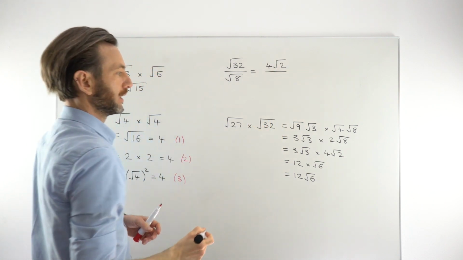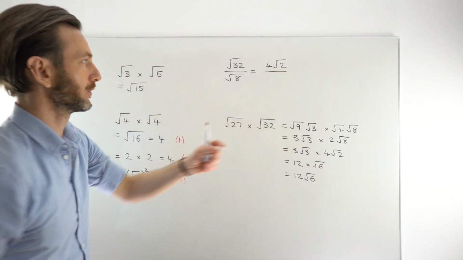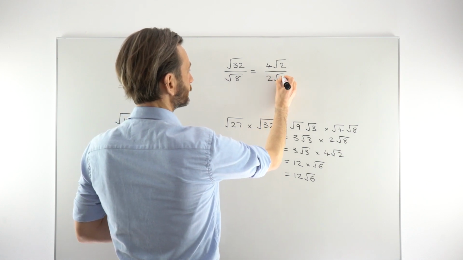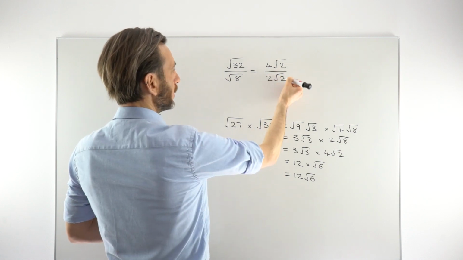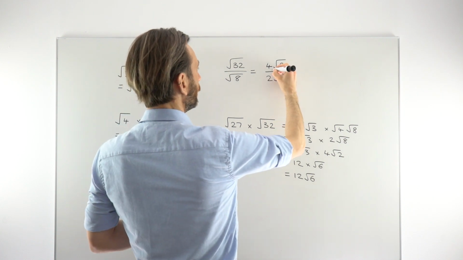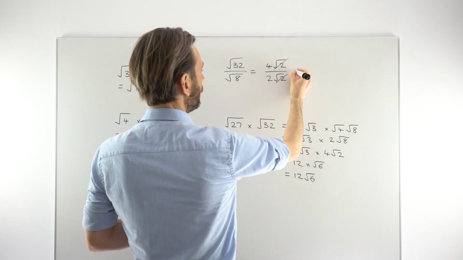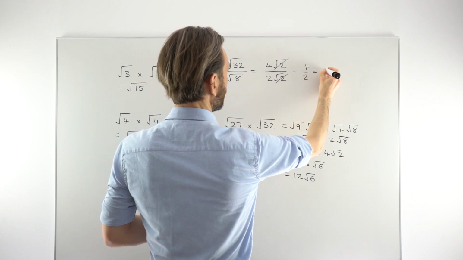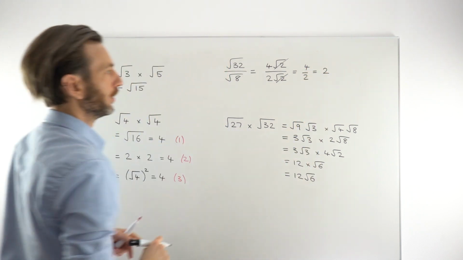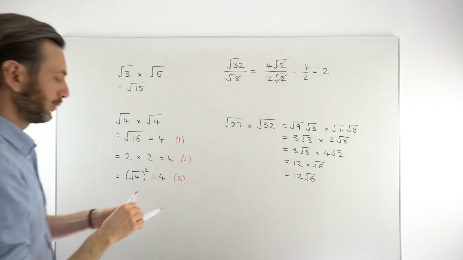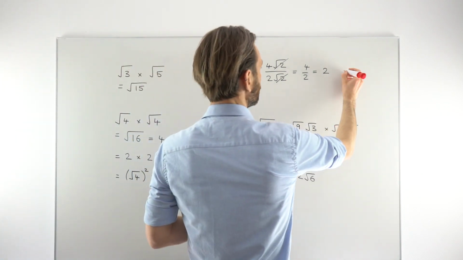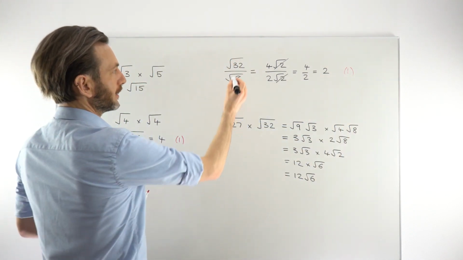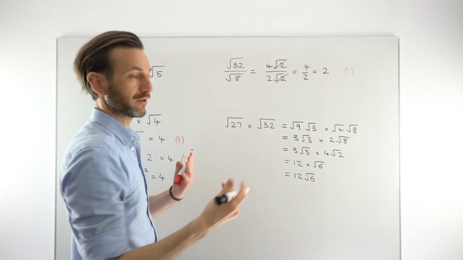Root 8, we figured out as part of the process for that, came down to be 2 root 2. A root 2 and a root 2 cancel. You're left with just 4 divided by 2, which is just 2, obviously. That's one way to do it, so we'll call that method 1. You might need to do that in certain scenarios. Method 2 though would just be to divide the numbers, so 32 divided by 8 is 4.